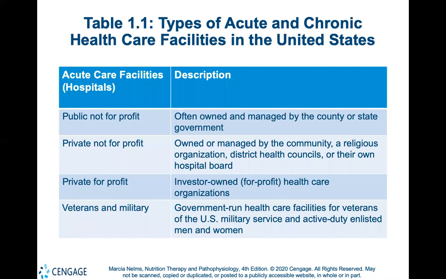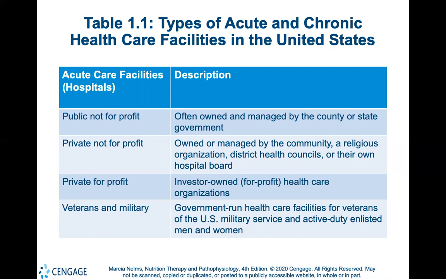So the types of acute and chronic healthcare facilities in the United States: you have the public not-for-profit, often owned and managed by the county or state government; private not-for-profit, owned or managed by the community, a religious organization, district health councils, or their own hospital board; private for-profit. This is an investor-owned for-profit healthcare organization.